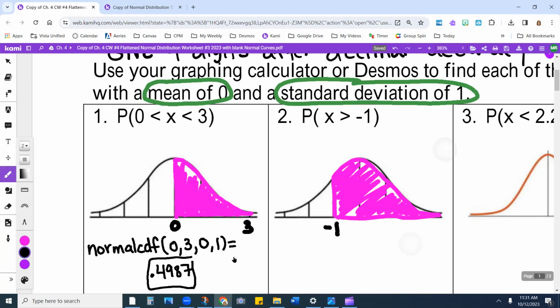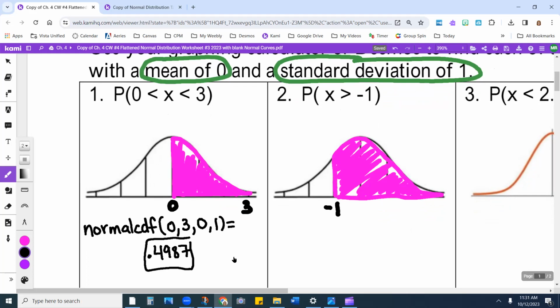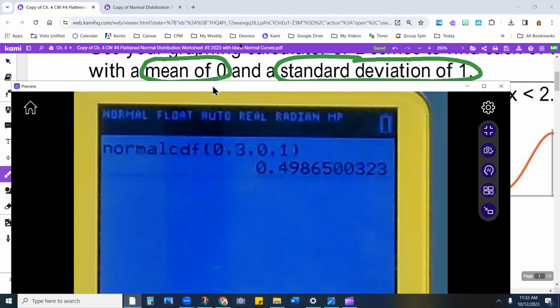Now for this one, my upper bound is going to be basically, I'm going off to infinity. So how we're going to write that, we're not going to write it as infinity. We're going to write normal CDF. Lower bound -1, upper bound is infinity, but we're going to write it as 10 to the 99. And then our mean for all of these on 1 through 10 is standard normal. So 0 for our mean, 1 for our standard deviation. And we're going to put this into our calculator and we're going to see what we get.